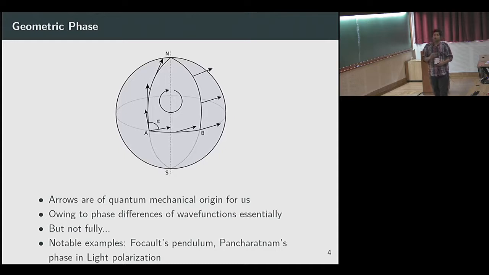In the next few slides, I'll say some basic stuff, which will be rehashing for many in the audience, but to set the stage, please allow me a few slides. So, geometric phase: the basic spirit is captured by this diagram, where parallel transport of vectors acquires a phase. These arrows are of quantum mechanical origin for us, essentially due to the phase differences of the wave functions, but not quite, because the multifold, the more than two-fold, three-fold band property are also important.